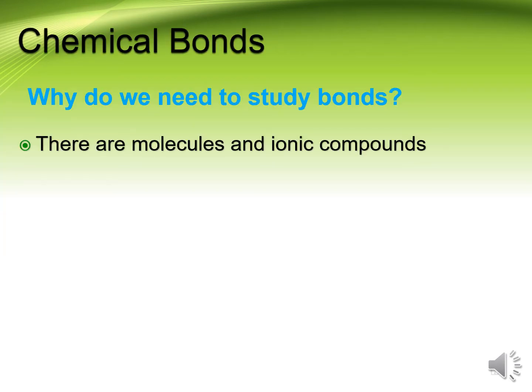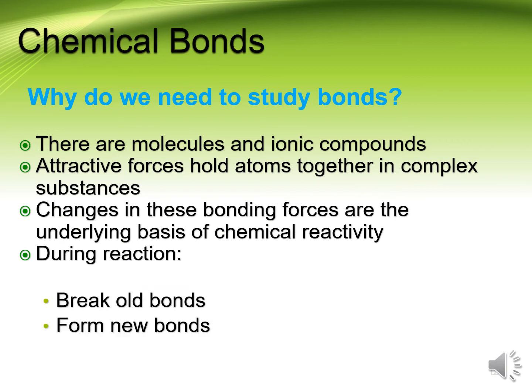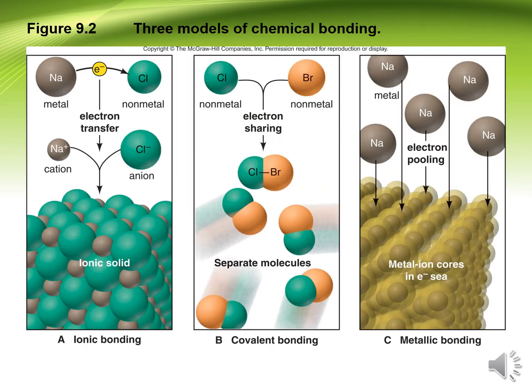Okay, why do we need to study bonds? Due to two main reasons. During a chemical change, there is formation of bonds and also breaking of old bonds. There are three types of chemical bonding, which are ionic bonding, covalent bonding, and metallic bonding. But today we will only focus on ionic bonding.